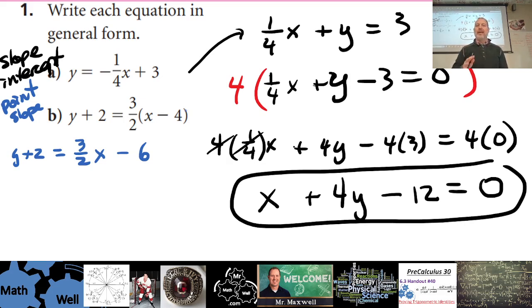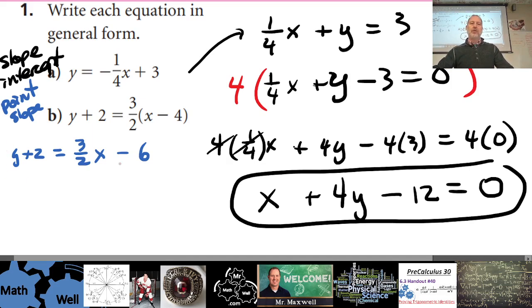Some of you will like to get rid of the fractions early, and then it's easier to gather like terms, because you don't want to add or subtract fractions if you don't have to. So I'm going to do that. I'm going to multiply everything by 2, because that's the number in the denominator. If you had more than one denominator, you would multiply by the lowest common multiple of the denominators, and you should remember that from chapter 1.